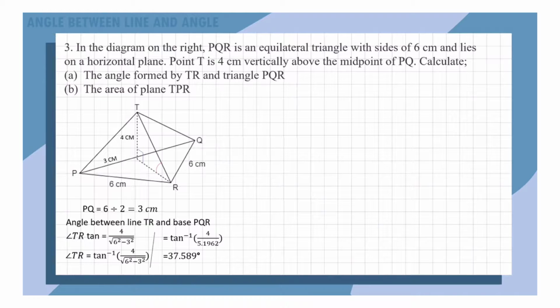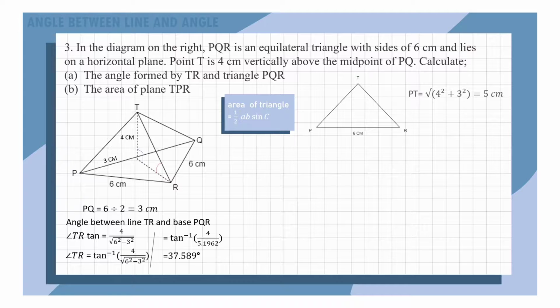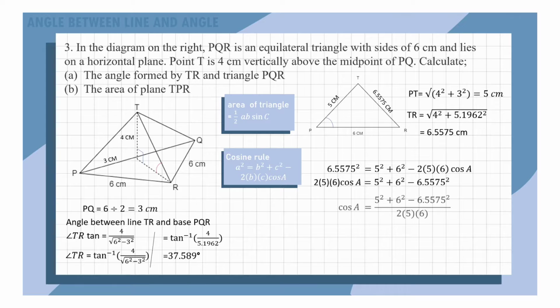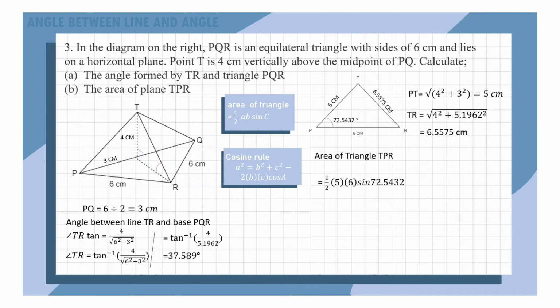In order to calculate the area of triangle TPR, we must know the lengths of its sides. We can find PT using Pythagoras' theorem, and we get 5 centimeters. And we can apply Pythagoras' theorem to get TR. In the formula to calculate the area of a triangle, we need to get an angle. Since we have the lengths of 3 sides, we will use the cosine rule. So, substitute all the values into the formula and express the angle A. Here, we get 72.5432 degrees. Final step, we substitute the values of length and angle into the triangle area formula.